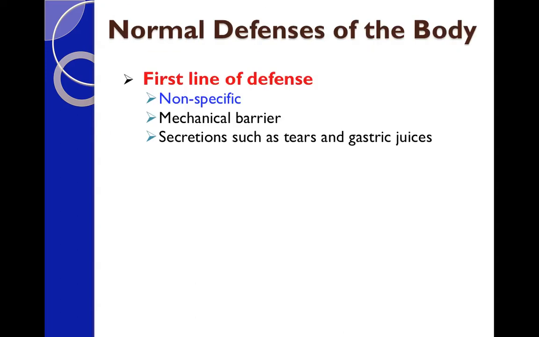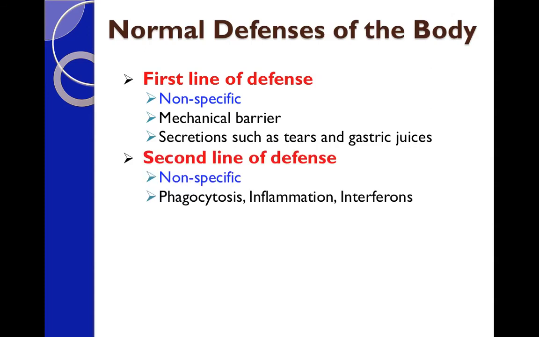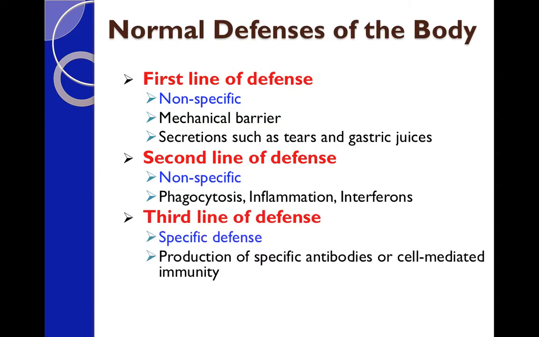So that first line of defense is, again, your mechanical barriers: the tears, secretions, gastric juices, your skin. The second line of defense is when things do manage to enter the body, but again, it's not specifically looking for one antigen, so it includes phagocytosis, the inflammatory response, and interferons. And the third line of defense, which we call our specific or adaptive immune response, involves the T cells and the B cells.